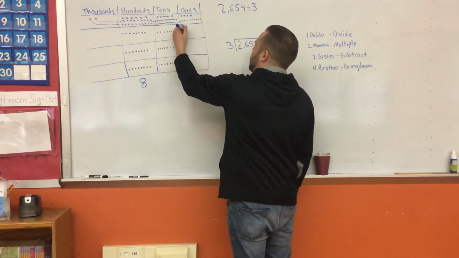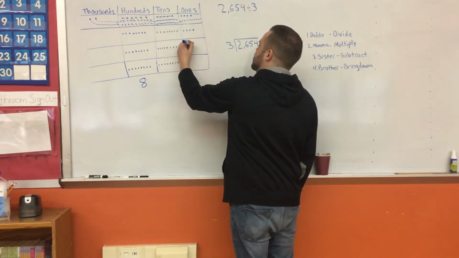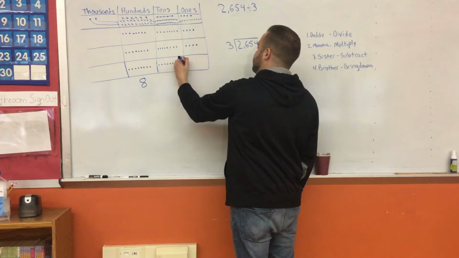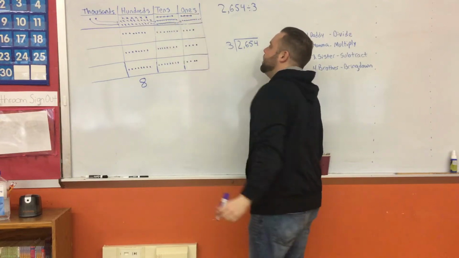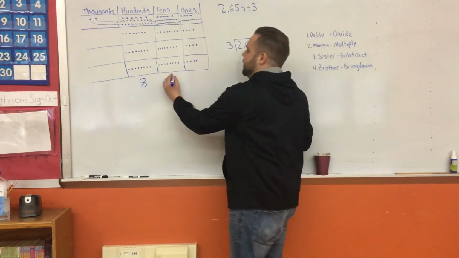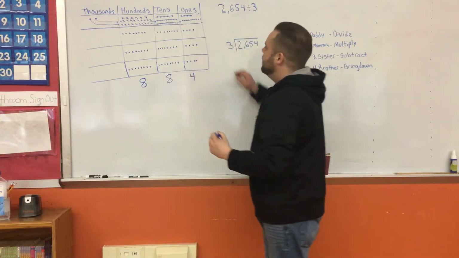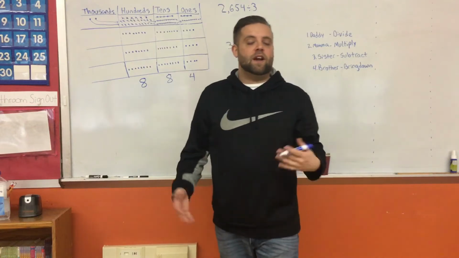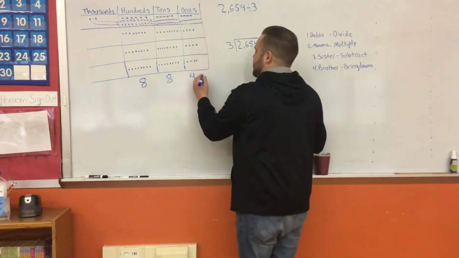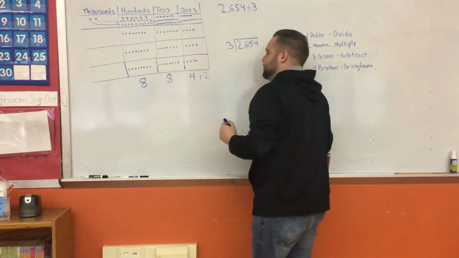So 1, 2, 3, 4, 5, 6, 7, 8, 9, 10, 11, 12. Cross off 12 up here. Now, I have 2, okay, sorry, I forgot to mark these ones. So that's 8, and then this is 4. I have 2 left over here, but I don't have another place value to give it to, and we're not getting into decimals. So that means our answer is 884 with a remainder of 2.